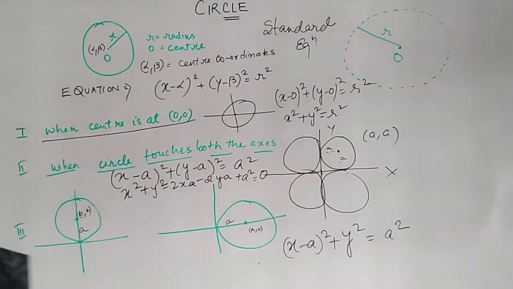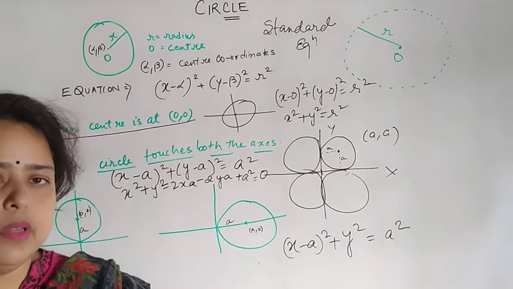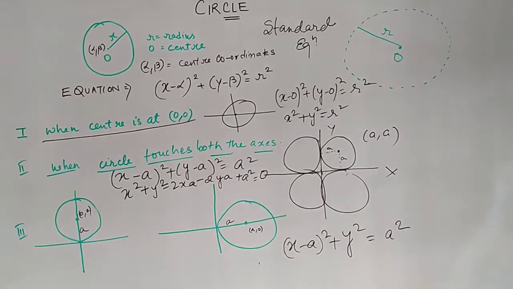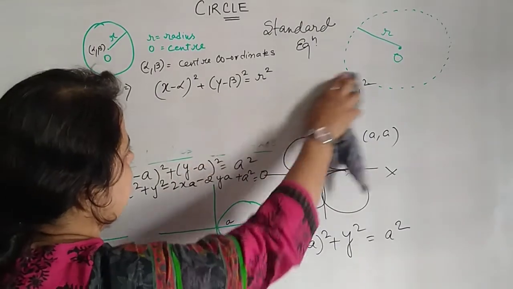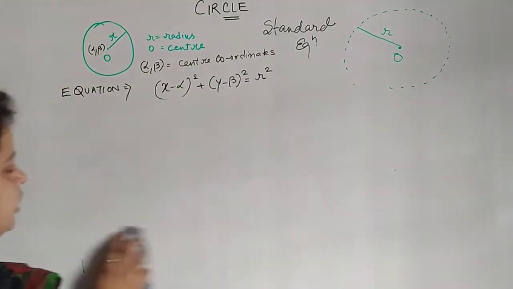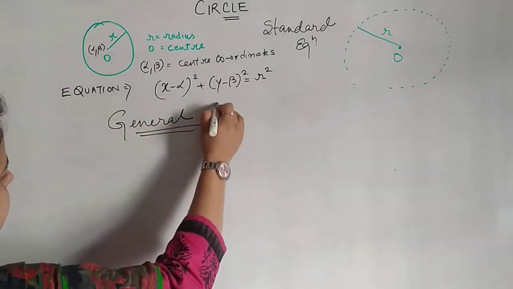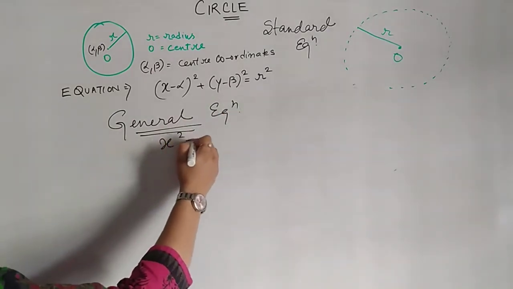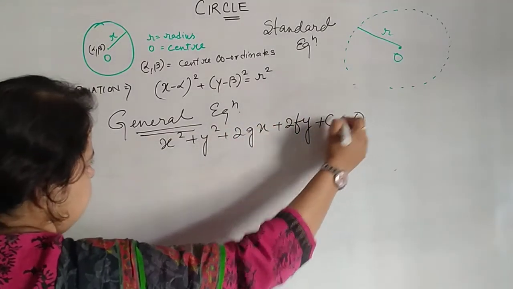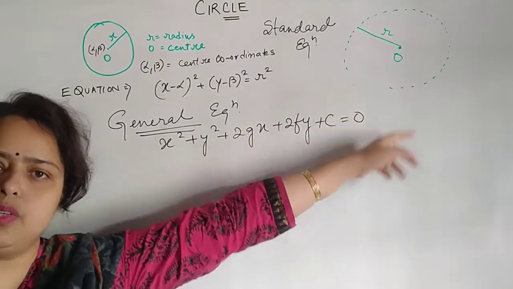Okay students, like this you can solve this, and the various problems we will be discussing later. We can see how we can make use of this standard equation. With the standard equation, we mostly use one more form of the equation of a circle, that is the general equation. The general equation of a circle is written as x square plus y square plus 2gx plus 2fy plus c is equal to 0.